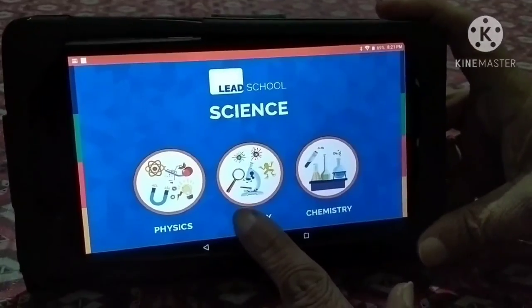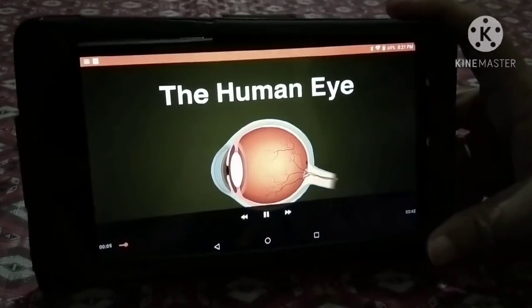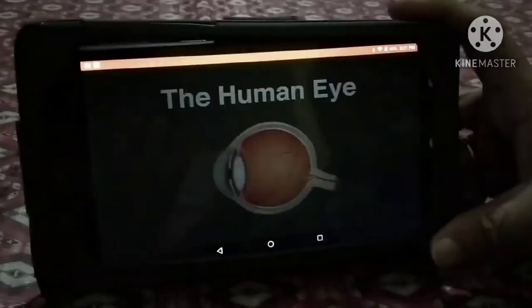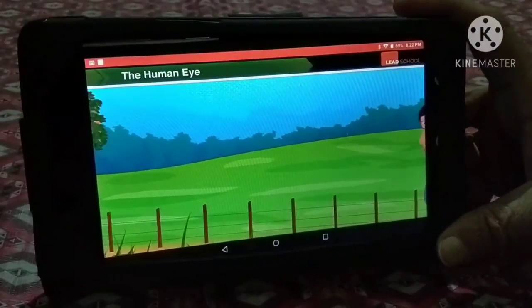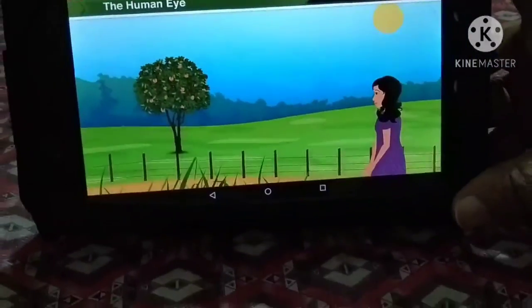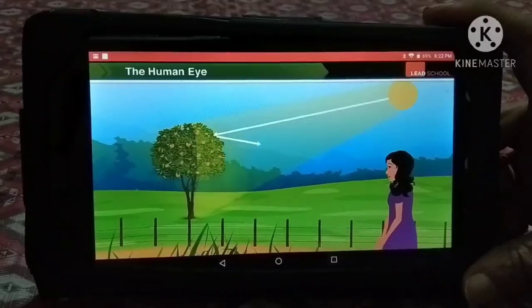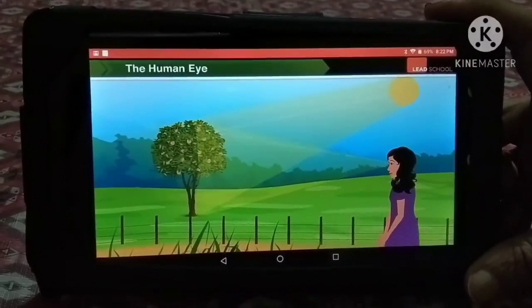Through this CRL, we will learn about the working of the human eye. Our eyes enable us to see the beautiful world around us. We know that we are able to see an object when the light reflected from it enters our eyes.